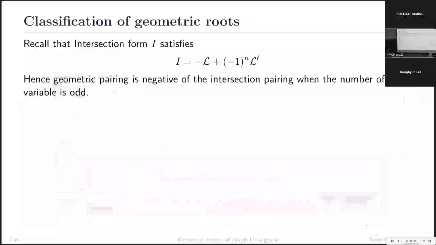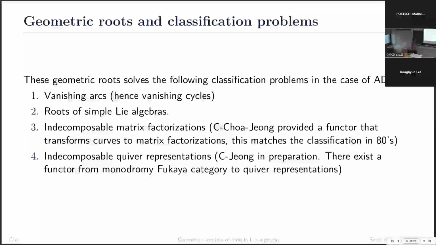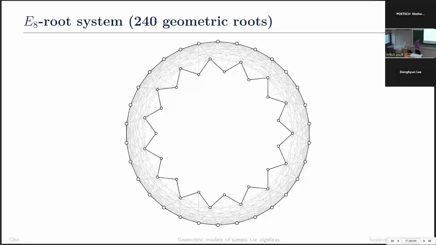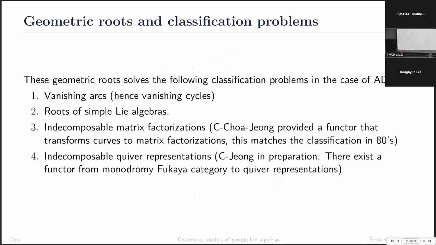All right, so sorry, let me go to the definition. I'd like to say this is kind of a magic field. So this field classifies these geometric roots, all the roots, but it also classifies some kind of matrix factorizations. It also classifies indecomposable quiver representations, and it classifies roots of simple Lie algebras and so on. It classifies vanishing arcs. So this combinatorial gadget is a good tool for the classification problem.